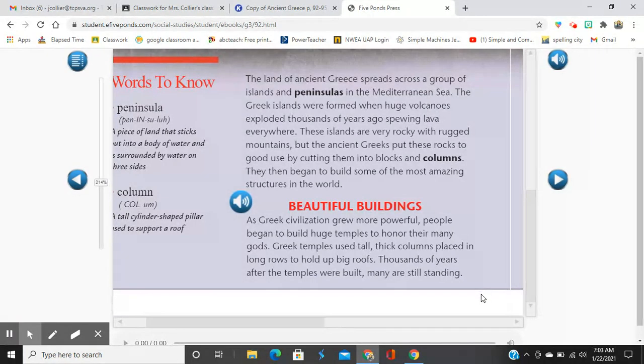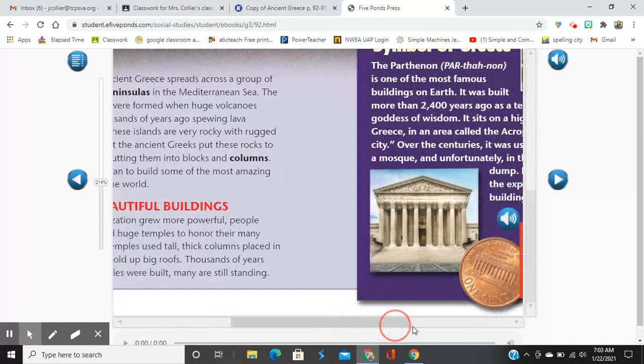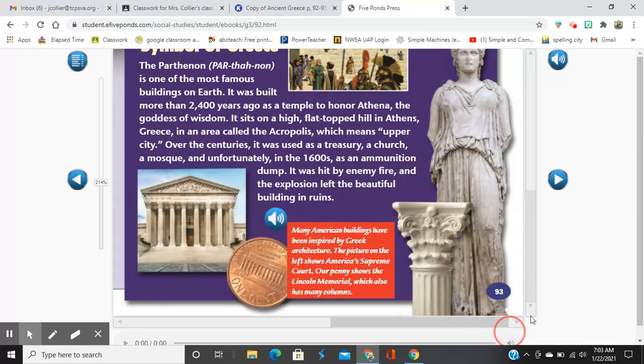As Greek civilizations grew more powerful, people began to build huge temples to honor their many gods. Greek temples used tall, thick columns placed in long rows to hold up big roofs. Thousands of years after the temples were built, many are still standing. I'll go over to the other page.